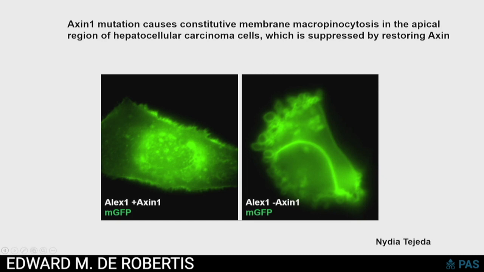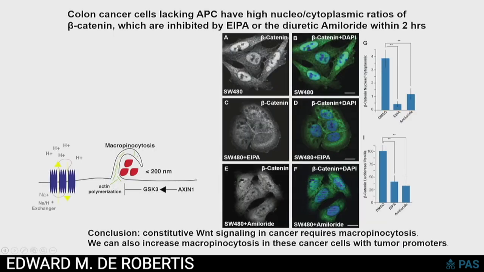This is an axin-1 mutation, but APC is, of course, the main tumor suppressor in colon cancer. In panel A, the colon cancer has nuclear beta-catenin, but in panel C we can add IPA, the inhibitor of macropinocytosis, or even better, amiloride, a commonly used diuretic that blocks the same pump. That has been used for decades in humans. So even constitutive Wnt signaling can be inhibited if you inhibit macropinocytosis. All this took place in only 2 hours of treatment. Just 2 hours and down comes the beta-catenin.